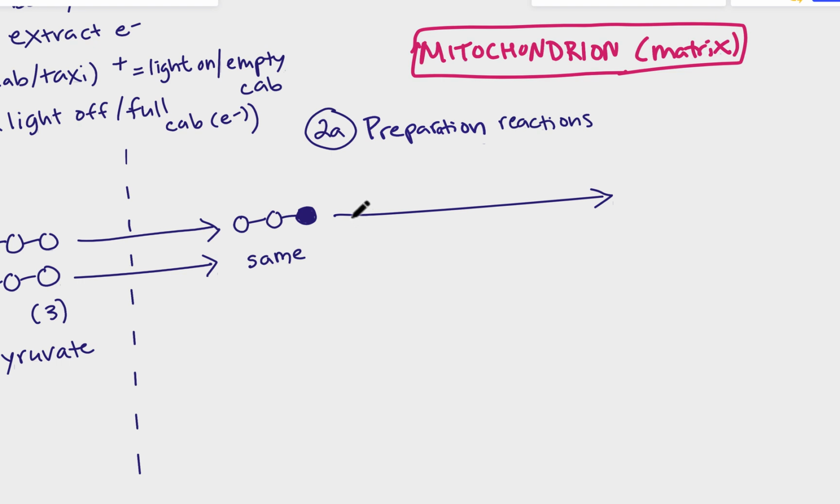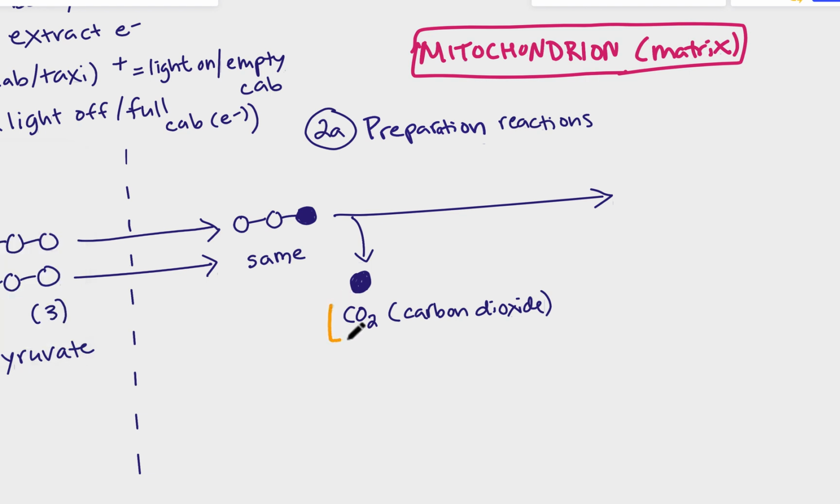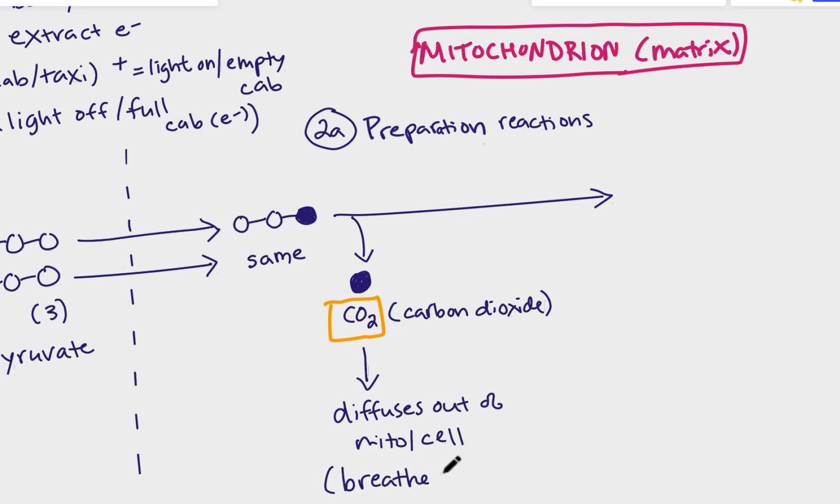So we're going to break the bond to extract electrons. So we break off this last carbon, and it actually leaves as a CO2 molecule. CO2 is carbon dioxide. Let's mark that in the gold color to show that it's an output. It's just a waste product, so it diffuses out of the mitochondrion and out of the cell. And in humans, we breathe it out. That's where the CO2 that you breathe out comes from.